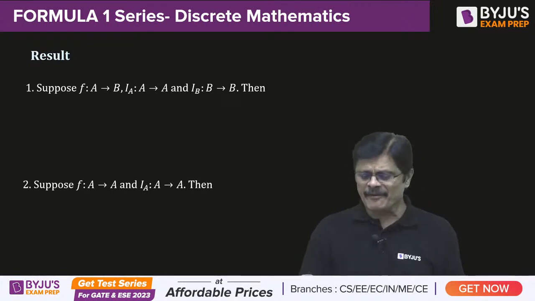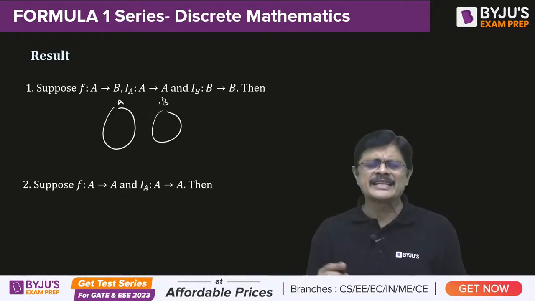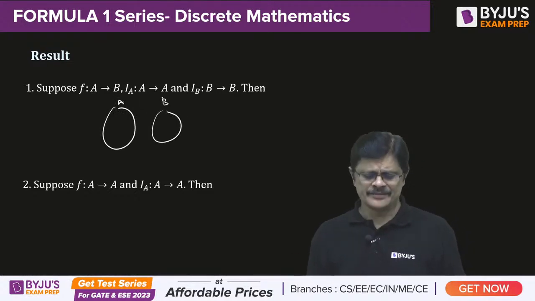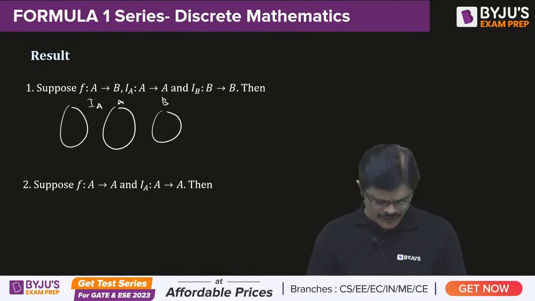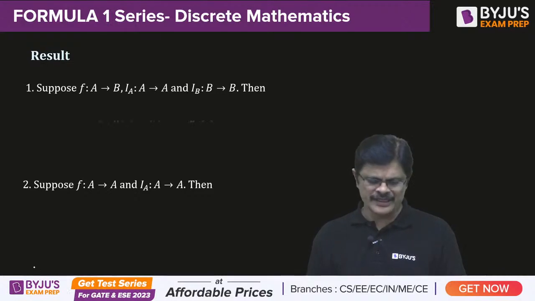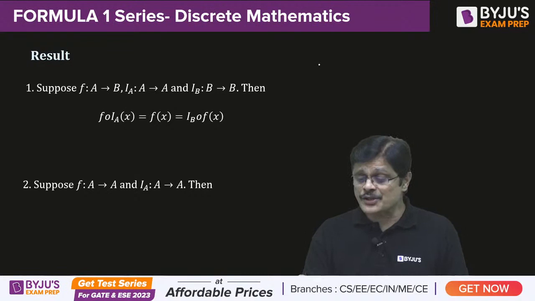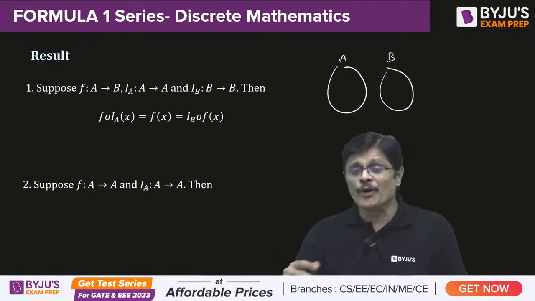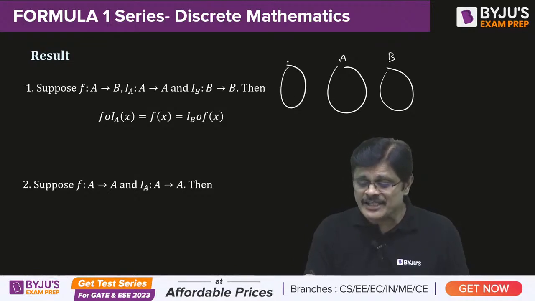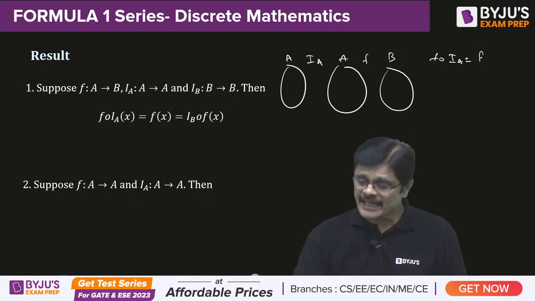See, if F is a mapping from A to B and IA is a mapping from A to A. Sorry, let me clear this because I need to write this. Then what happens? F circle IA, that is first you have to use IA. F is a mapping from A to B, no? You cannot have B to A. So you can have IA which is mapping from A to A, and then F. Then F circle IA will be equal to F, my dear friends.